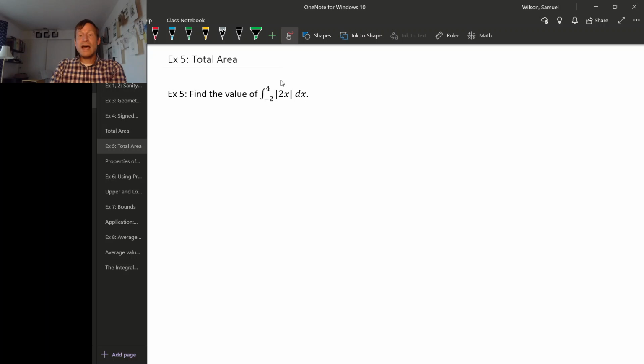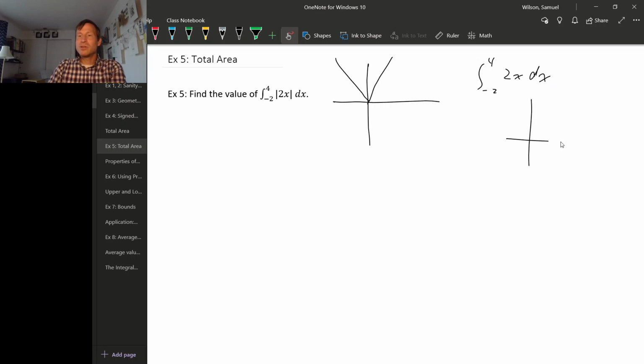So if we look at the region that we're finding the signed area of here, the absolute value of 2x is going to look something like this. And you can see that that absolute value has forced all of the area between the graph and the x-axis to be positive area instead of negative area. If it had just been the integral from -2 to 4 of 2x dx, well, that would look like this, and some of the area down here would count as negative. But that's not what we have here. The absolute value has flipped the negative area up, so it counts as positive area.